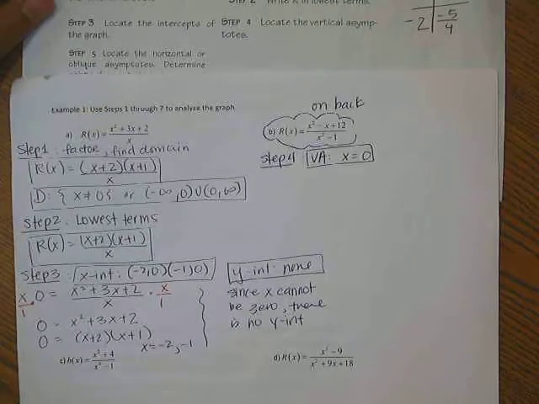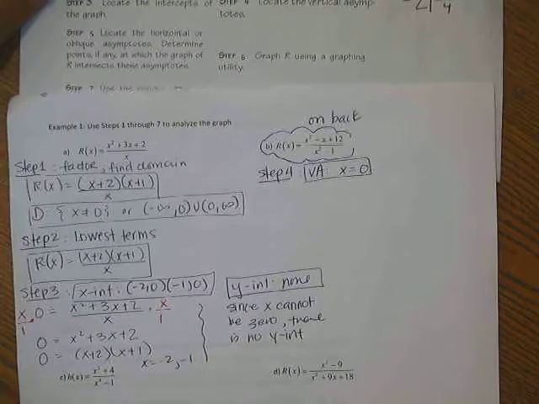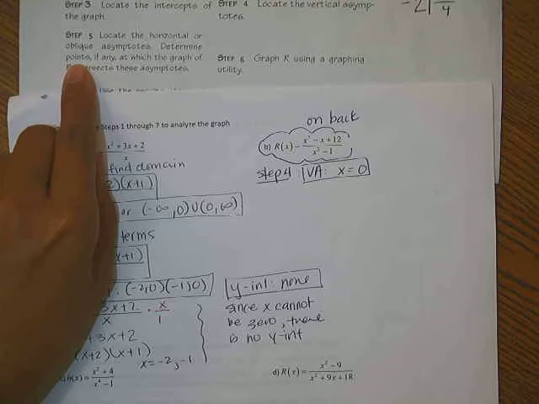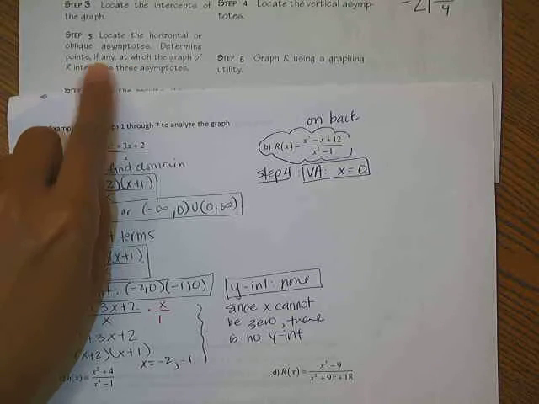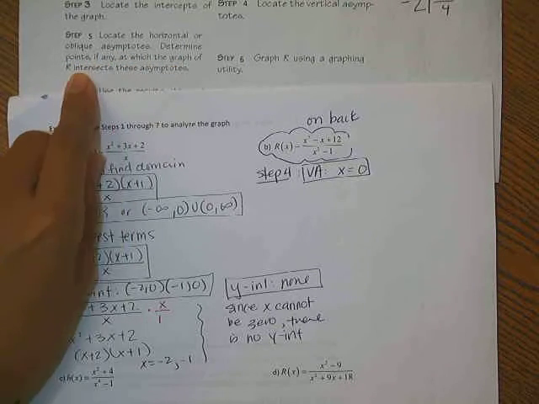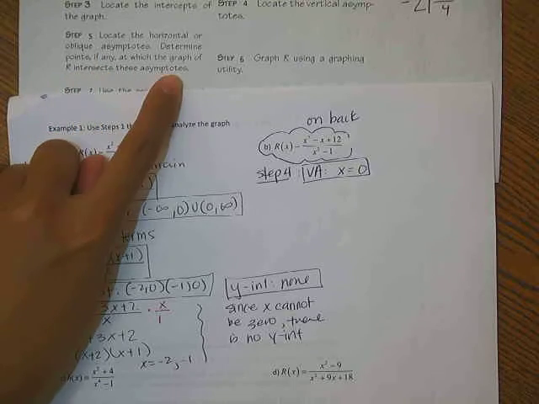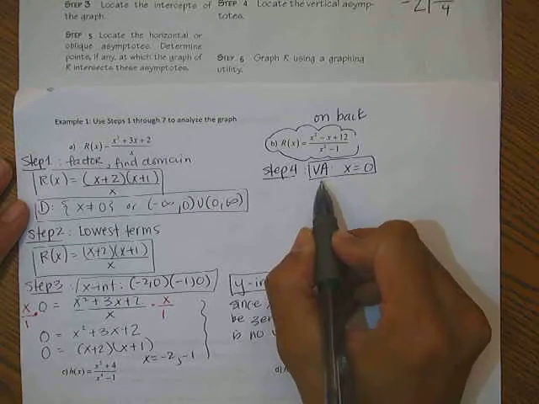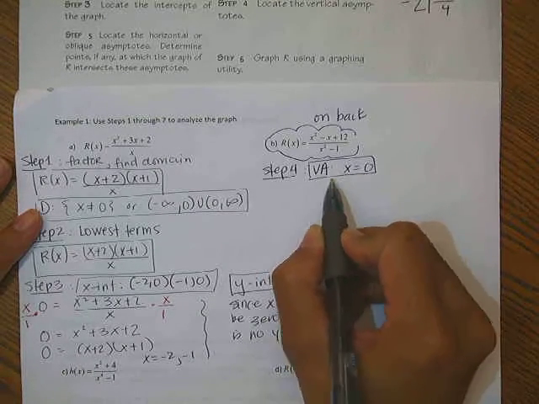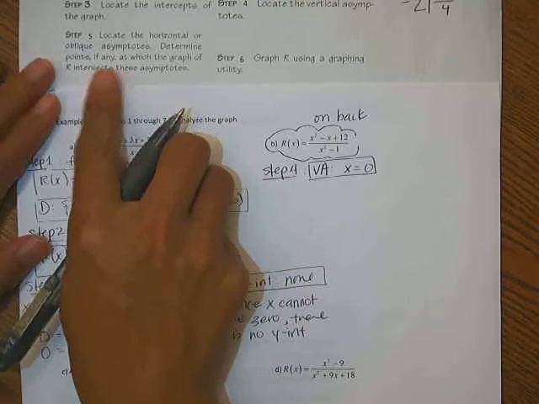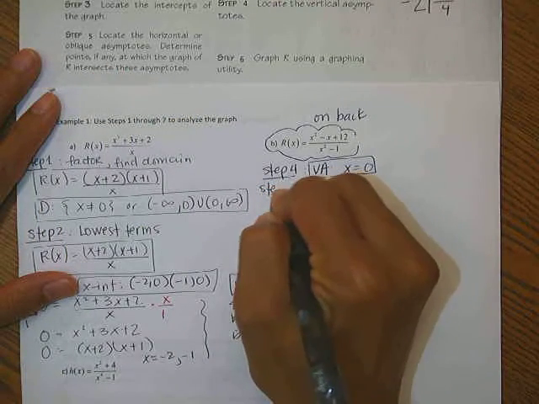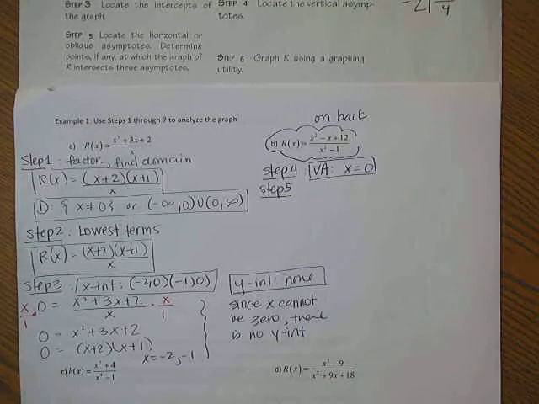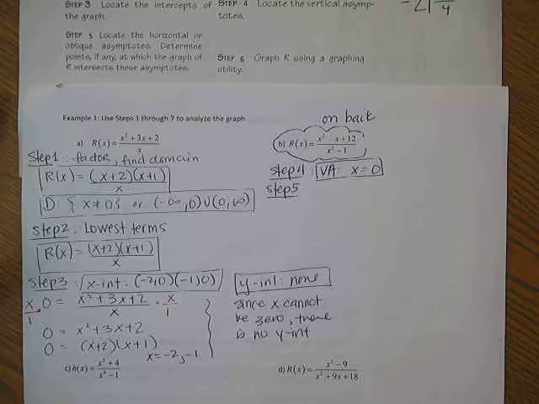Step 5. Let's look at step 5 really quickly. Locate the horizontal or oblique asymptotes. Determine points, if any, at which the graph of R intersects these asymptotes. So it's a little bit more involved. Remember, we can never cross over the VA, so that's why in step 4 it doesn't say find the point if it crosses. But in step 5, not only do we need to find the OA or HA, we have to say, does it cross or not?